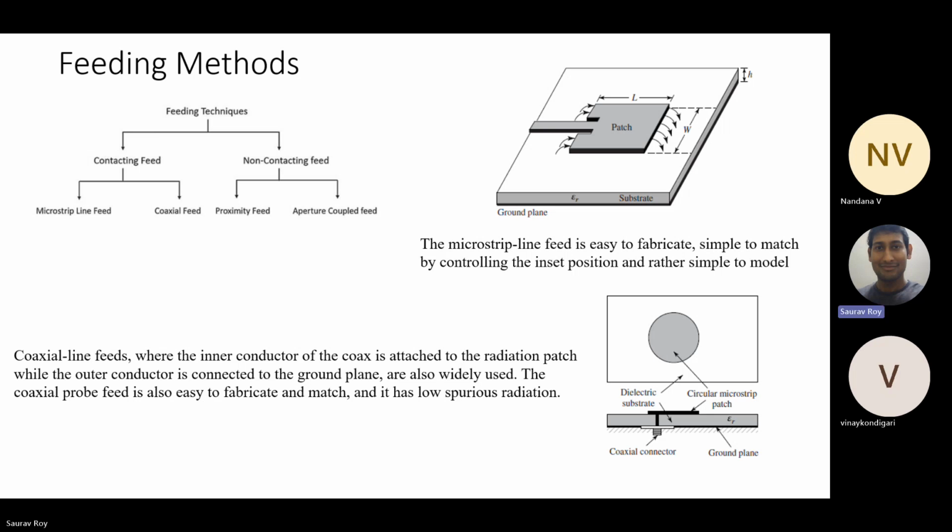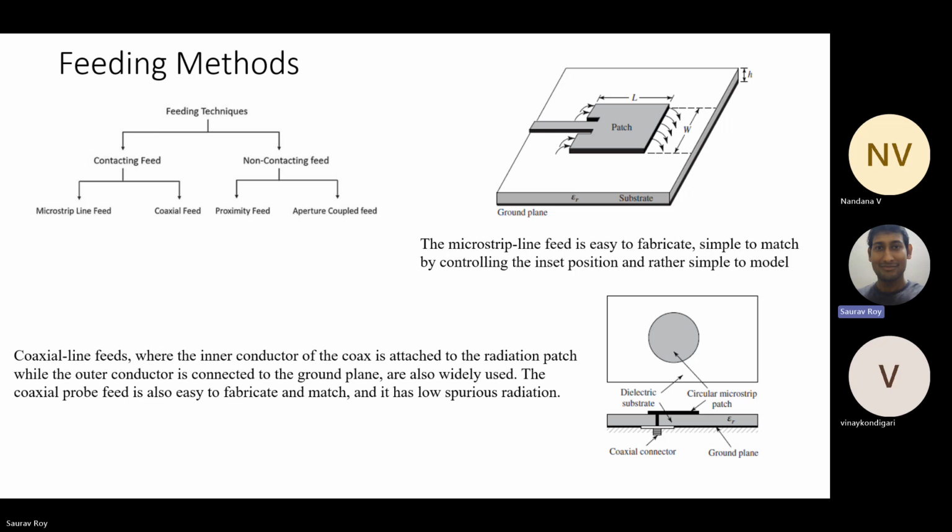The other important and very widely used method is the coaxial line feed. How it is done is that generally on the bottom side of the antenna, on the ground side, we make a hole or a via hole.